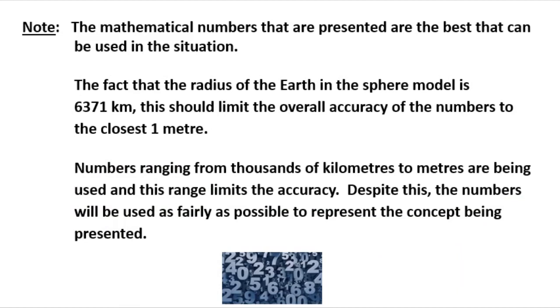Note: the mathematical numbers that are presented are the best that can be used in the situation. The fact that the radius of the Earth in the sphere model is 6,371 kilometers should limit the overall accuracy of the numbers to the closest 1 meter. Numbers ranging from thousands of kilometers to meters are being used, and this range limits the accuracy. Despite this, the numbers will be used as fairly as possible to represent the concept being presented.